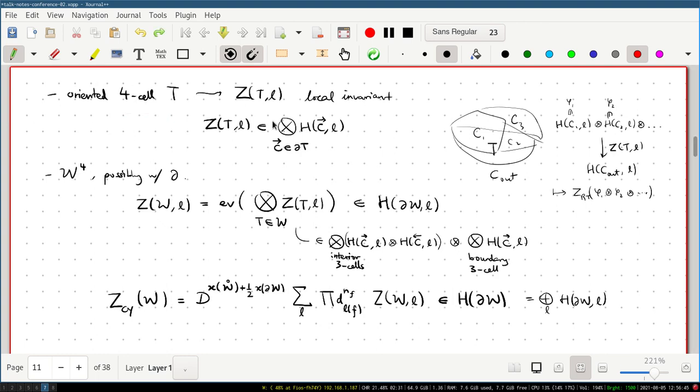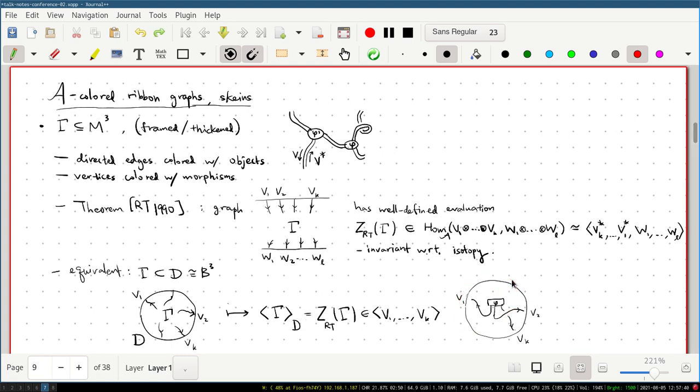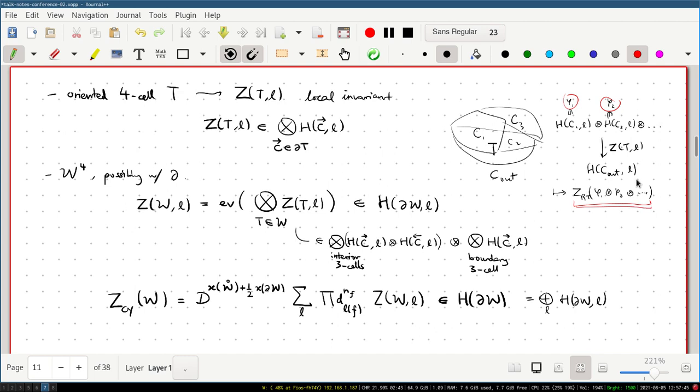For an oriented four-cell, we define this local invariant to be a vector in the tensor product of local state spaces in the boundary. Any such vector would define a map like this. If we choose some three-cell in the boundary to be output, and the rest to be incoming boundary three-cells, then a vector in here would define a map from the tensor product of these local state spaces to the output local state space. We define this vector to be the one that gives the evaluation of the graph. If you take a vector here, think of it as a graph in this manner, then you can put the graph together and evaluate it, and that gives you the vector in here.